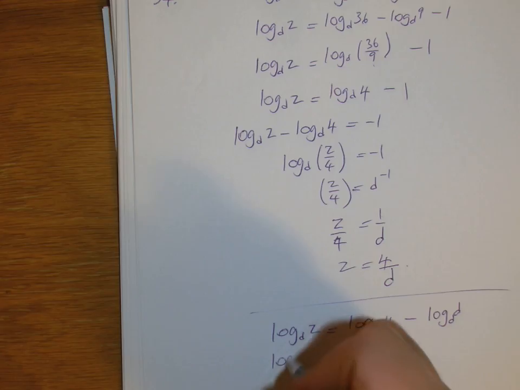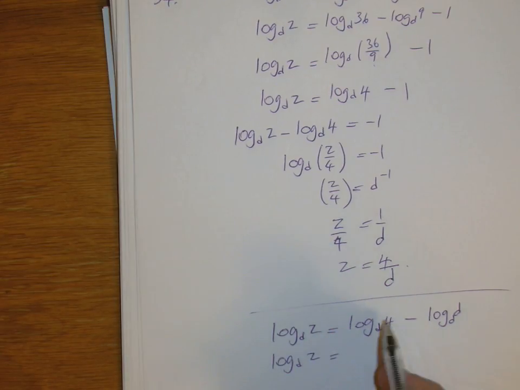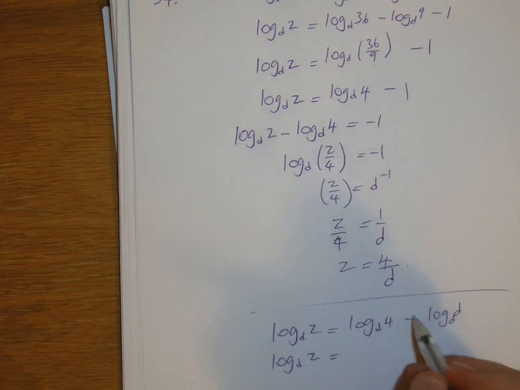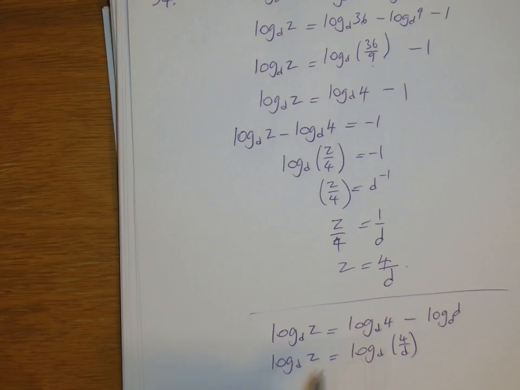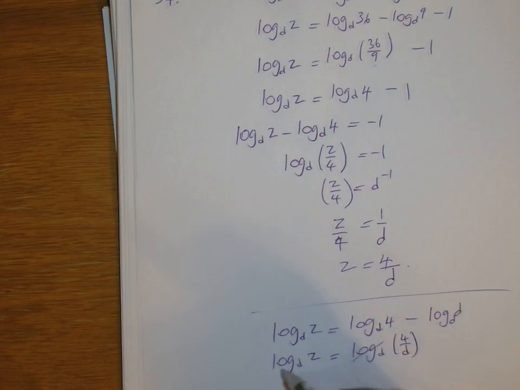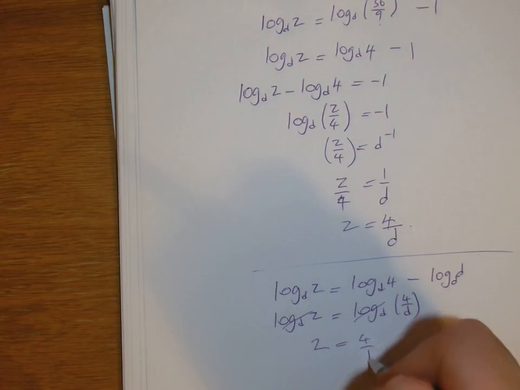Then you could put them together: because you've taken away, you're dividing, so you divide by d, and then you've simply got 2 logs either side, which would cancel each other out. So z equals 4 over d, which is exactly what I got here.